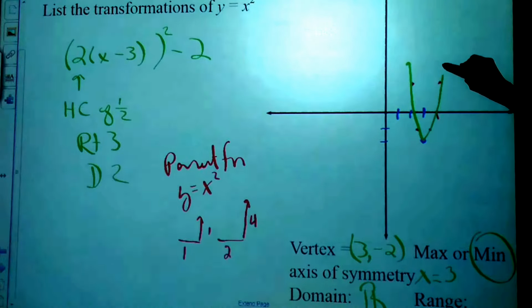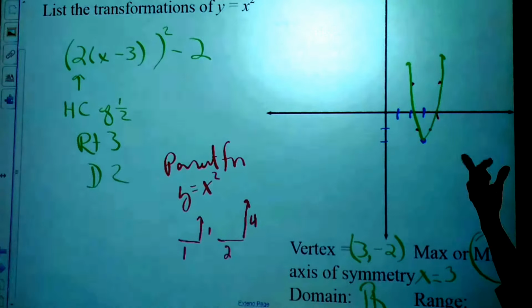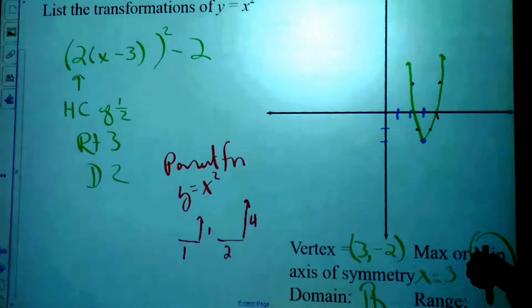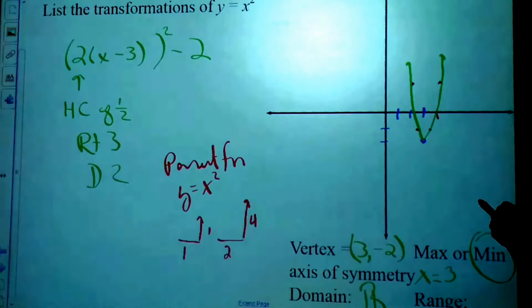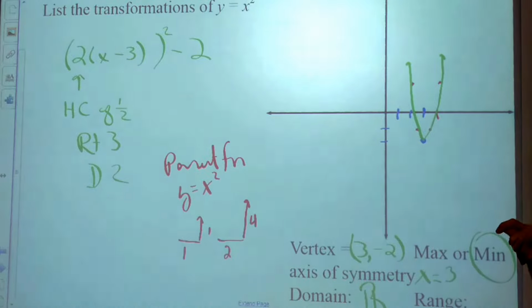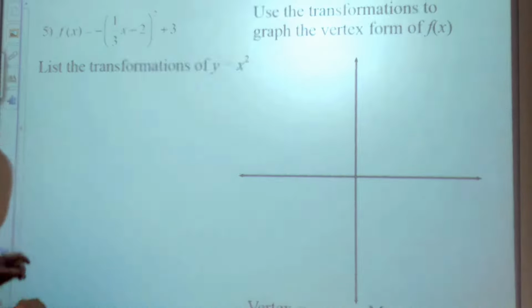I hope that you see it makes it smush in on the sides, or it makes it sort of tall and skinny. Also, think about what else that looks like. A horizontal compression should make you think of another type of transformation. Okay, take a look please at number 5.